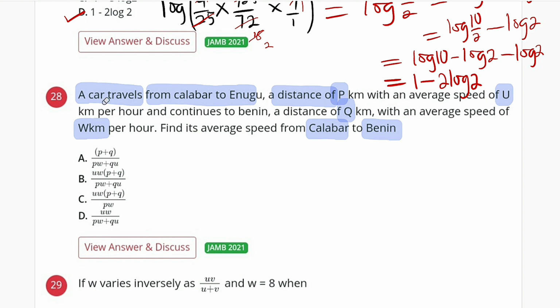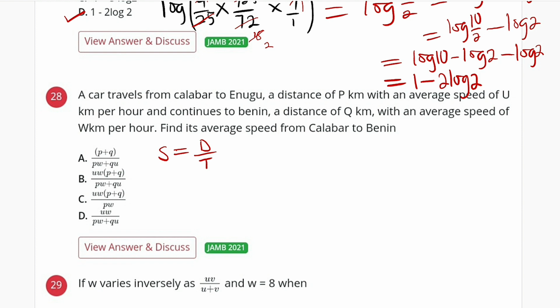Okay, now let us break it down. Let me start with the first one. You know, an average speed is equal to distance divided by time, right? So the first one, from Calabar down to Enugu, we have a distance of P kilometers with an average speed of U. So speed is U and distance is P, divided by T1. Let me call it T1, which implies that T1 is equal to P divided by U.